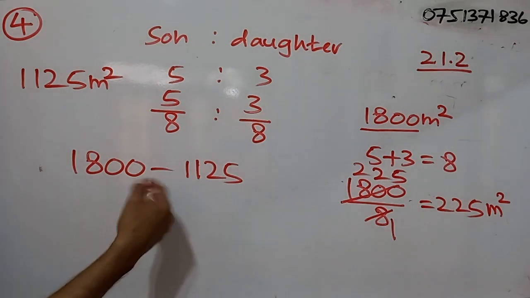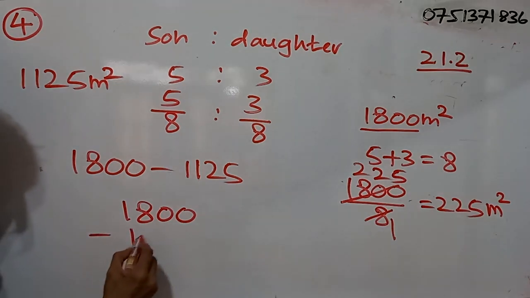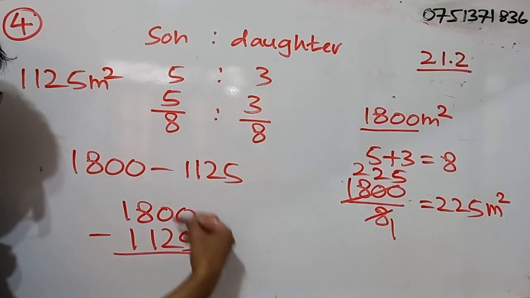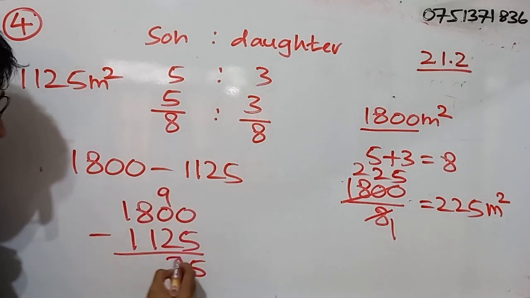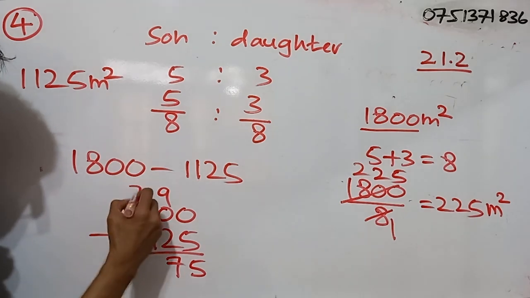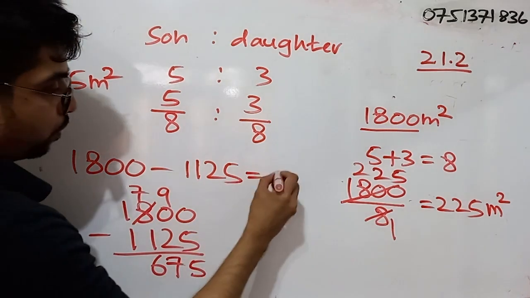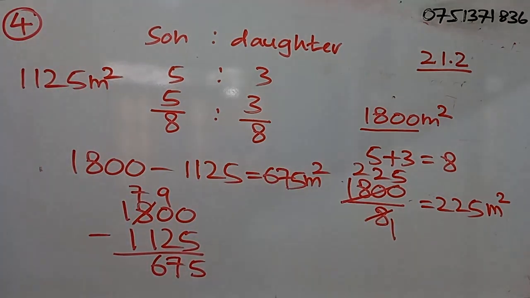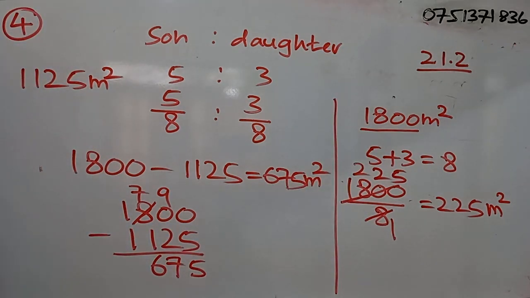So simply we have to subtract this. So 1800 minus 1125. So 0 minus 5 we can't do. 10 minus 5, that's a 5. Here the remaining digit is 9. 9 minus 2, that's a 7. Here the remaining digit is 7. 7 minus 1, that's a 6. So the daughter gets 675 square meters.